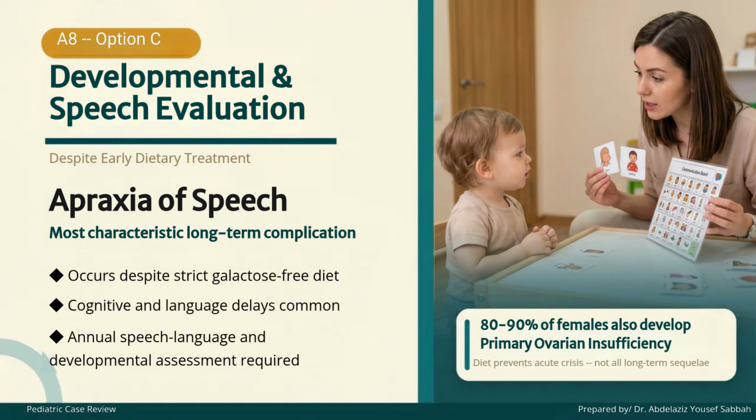Even with strict dietary treatment from birth, children with classic galactosemia remain at risk for long-term complications. Apraxia of speech is the most characteristic long-term complication, and it occurs despite a strict galactose-free diet. Cognitive and language delays are also common, so an annual speech language and developmental assessment is required. On the endocrine side, 80 to 90% of females also develop primary ovarian insufficiency. The key concept is that diet prevents the acute crisis, but it does not prevent all of the long-term sequelae.